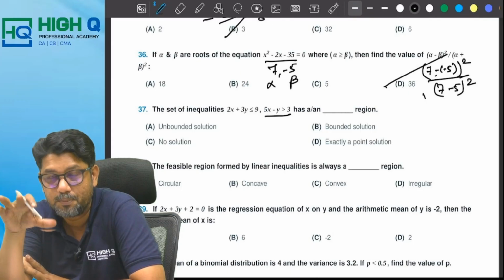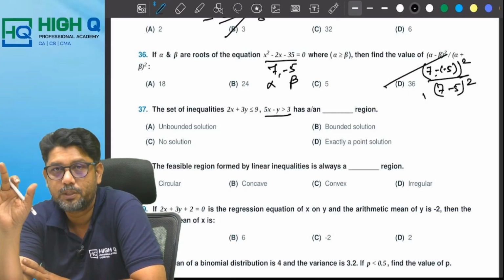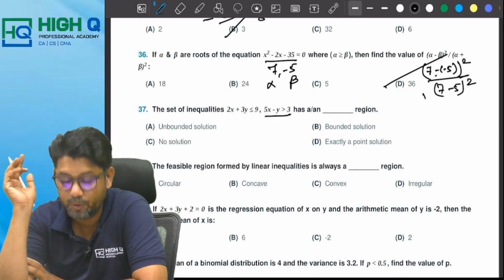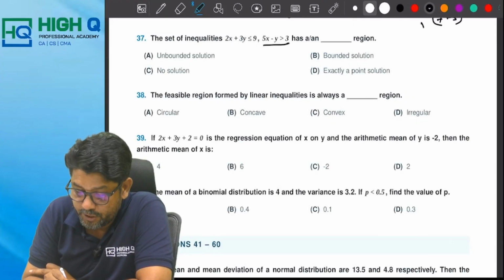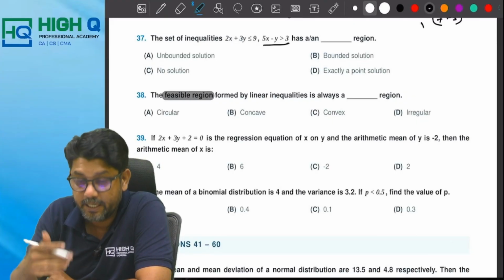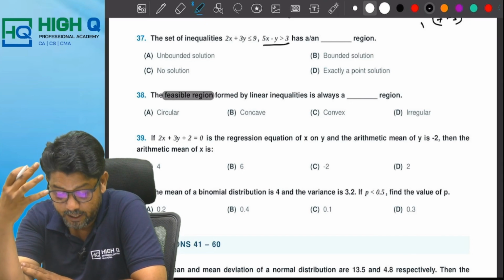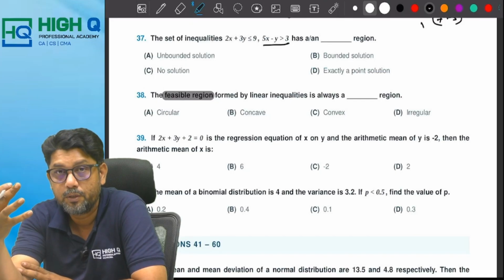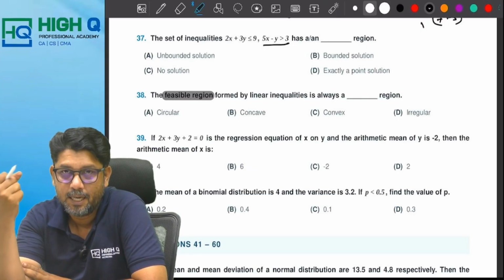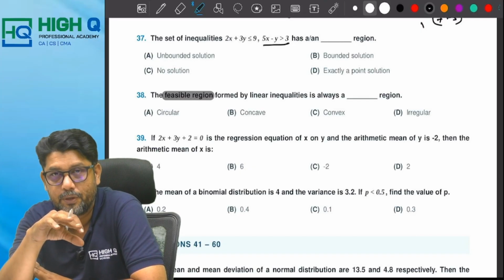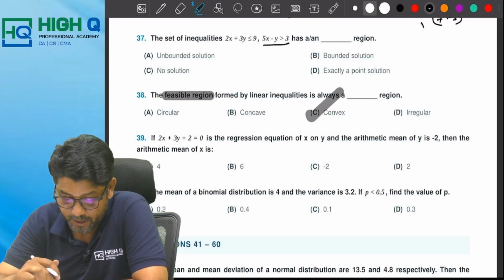Bounded is possible when all the inequalities are less than or equal to. Otherwise, go for unbounded. Don't waste your time. Next step. Feasible region. Once the feasible region is given, it is actually bounded, and it is actually convex. Unbounded is concave. Feasible region given means you go for convex directly.